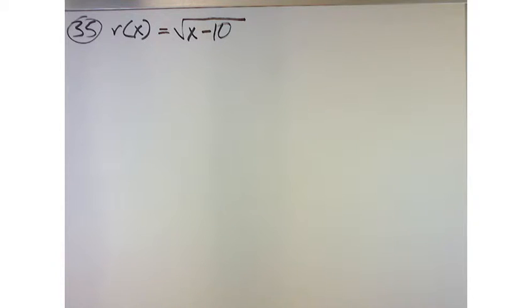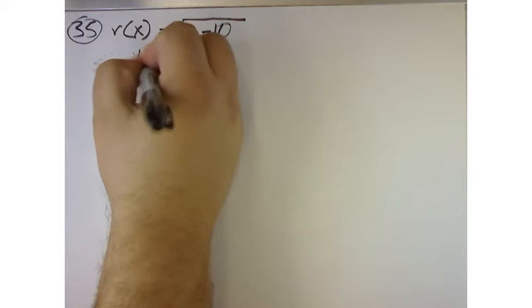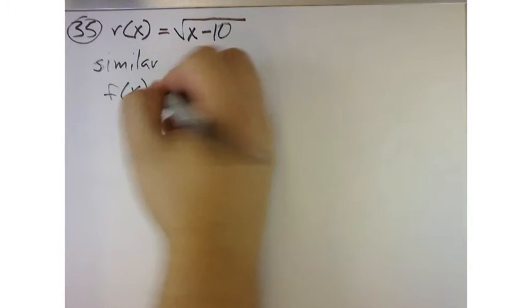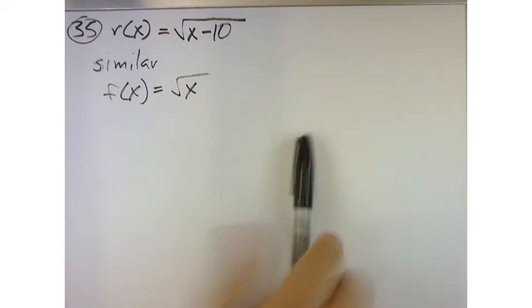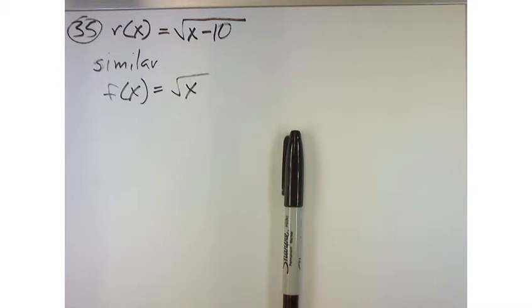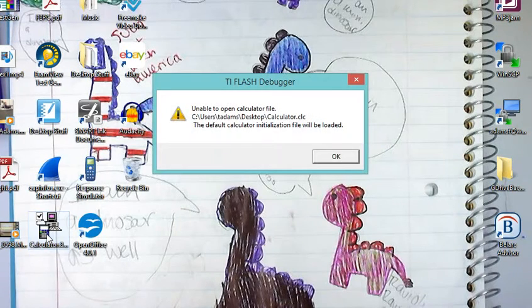And so this is similar to f of x is equal to the square root of x. And really what they want us to do is, what's the difference between them from the function perspective? Like, what's different between r of x and f of x? Well, it has a negative 10 under the square root symbol. So what does that look like graphically, I guess is what they're trying to figure out, okay?